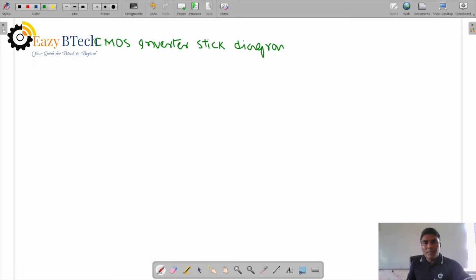Last class we discussed NMOS inverter stick diagrams, and how the stick diagrams for different logics of NMOS are designed. Now what is a CMOS inverter? You can draw the circuit diagram, then we'll see the stick diagram. CMOS is complementary metal oxide semiconductor.